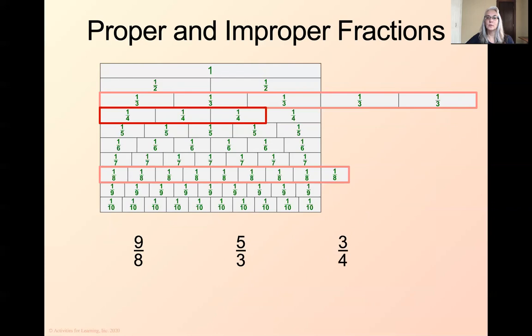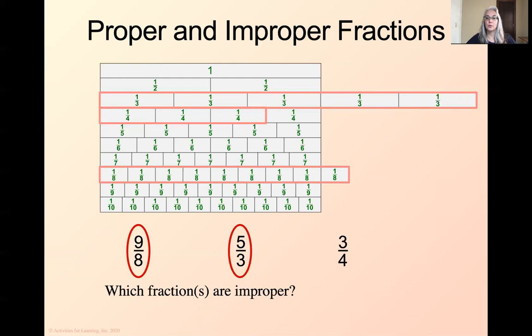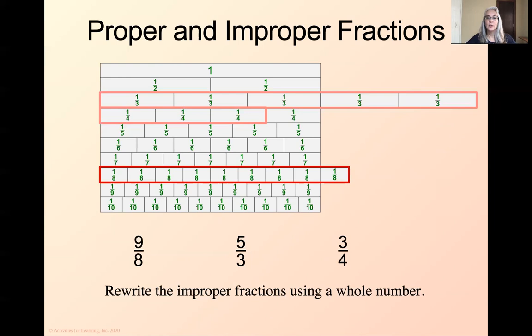Now, looking at those, which of these fractions are proper? That'd be just the 3/4. Which ones are improper? Think back to the history lesson. Which ones can be greater than or equal to 1? That'd be the 9/8 and the 5/3. So let's rewrite our improper fractions using whole numbers. So looking at the 9/8 first, what do we have? We have 1 1/8.